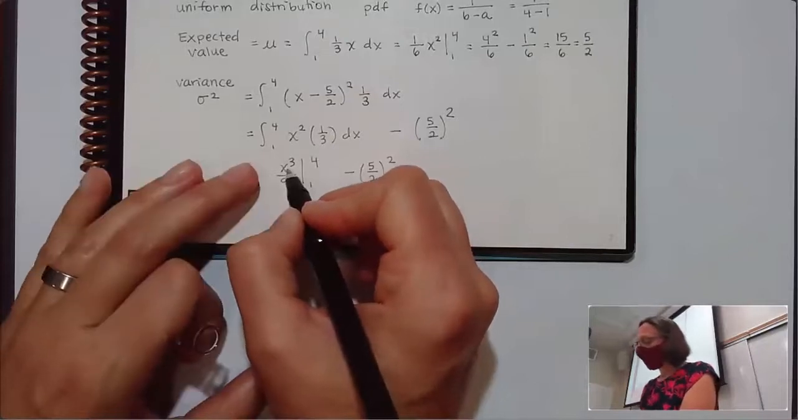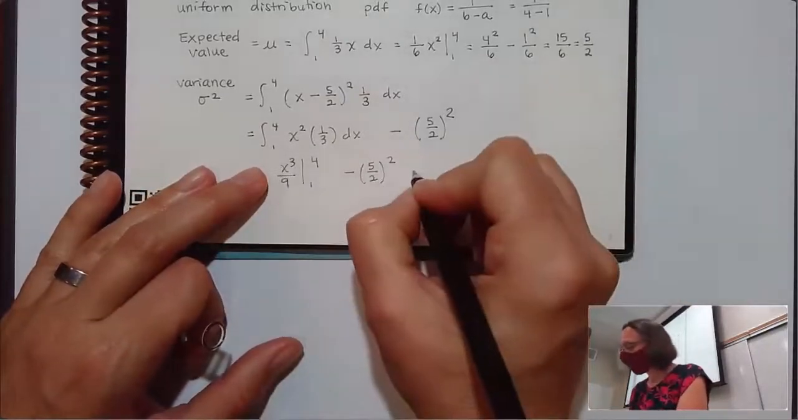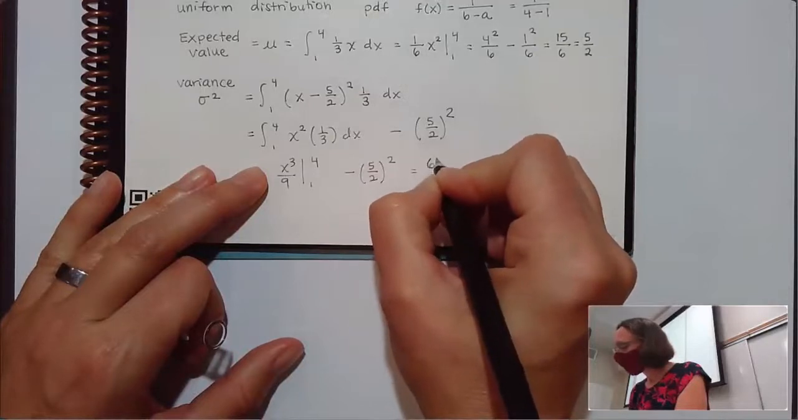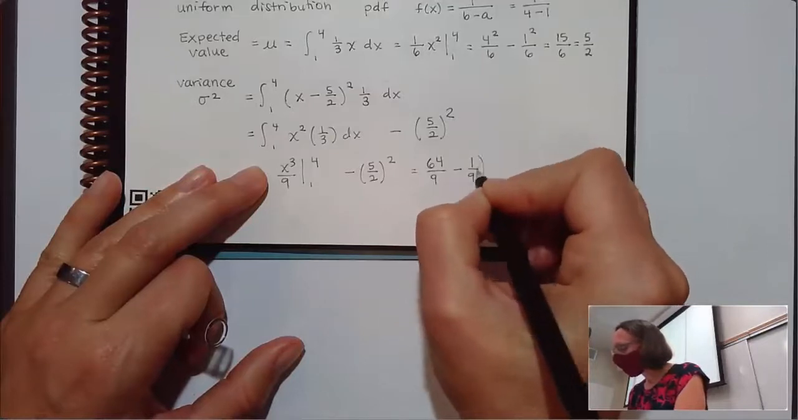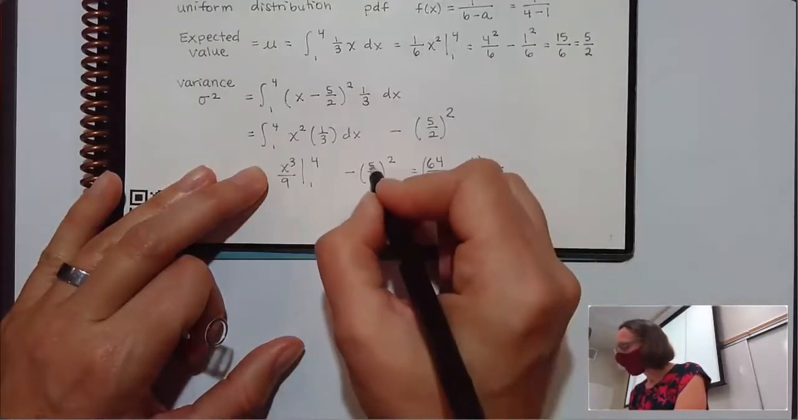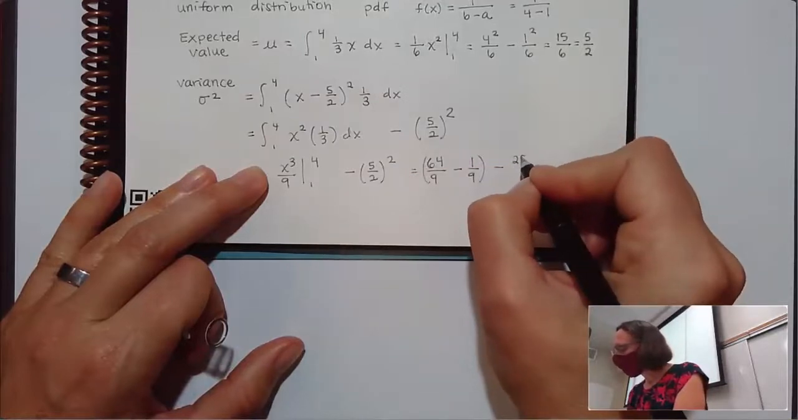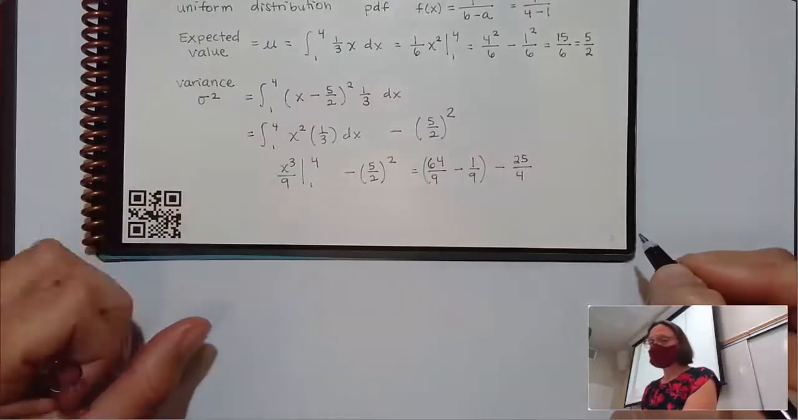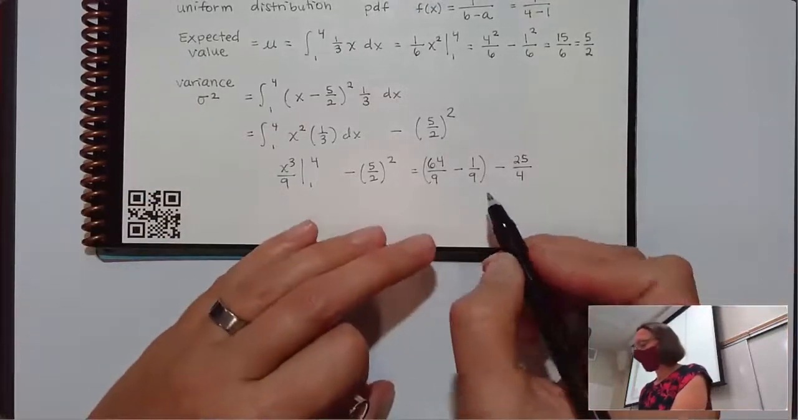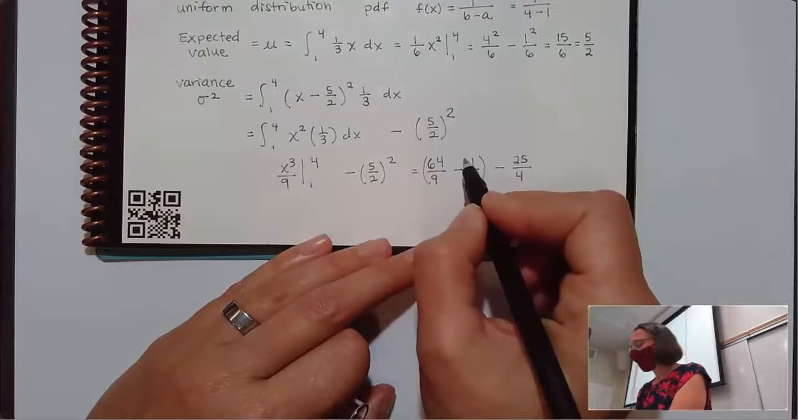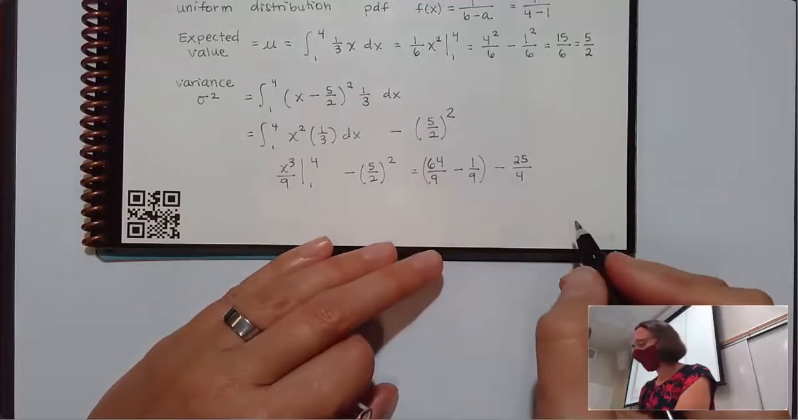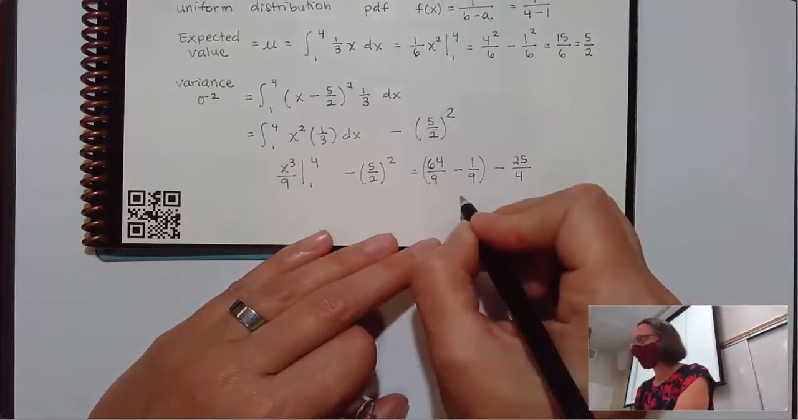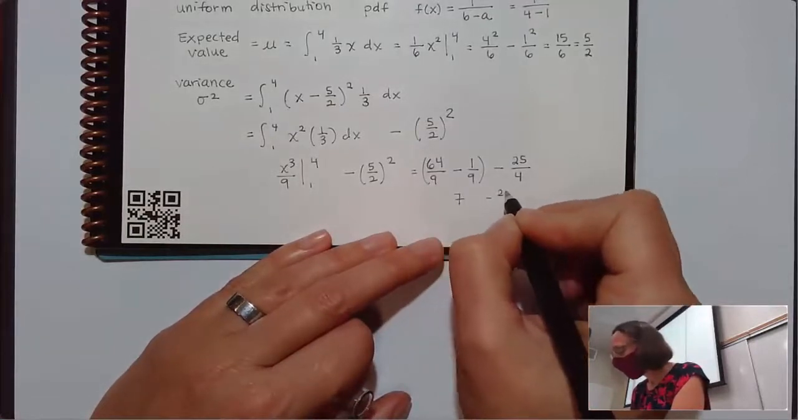So if I plug in the 4, 4 cubed is 64. So I'd have 64 over 9 minus 1 over 9 minus 5 squared, that's 25 over 4. This whole thing would be 63 divided by 9. But 63 divided by 9 is 7. So I'd have 7 minus 25 over 4.